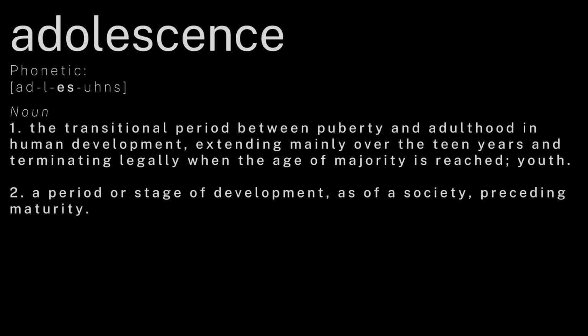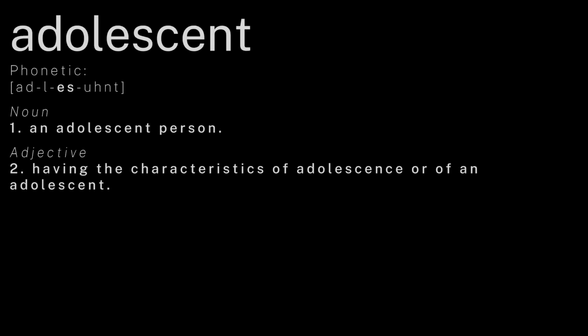Our 28th word is adolescence, which is a noun that is the transitional period between puberty and adulthood in human development, extending mainly over the teen years and terminating legally when the age of majority is reached, youth. It is also a period or stage of development as a society preceding maturity. Our 29th word is adolescent, which is a noun that is an adolescent person. It is also an adjective meaning having the characteristics of adolescence or of an adolescent.